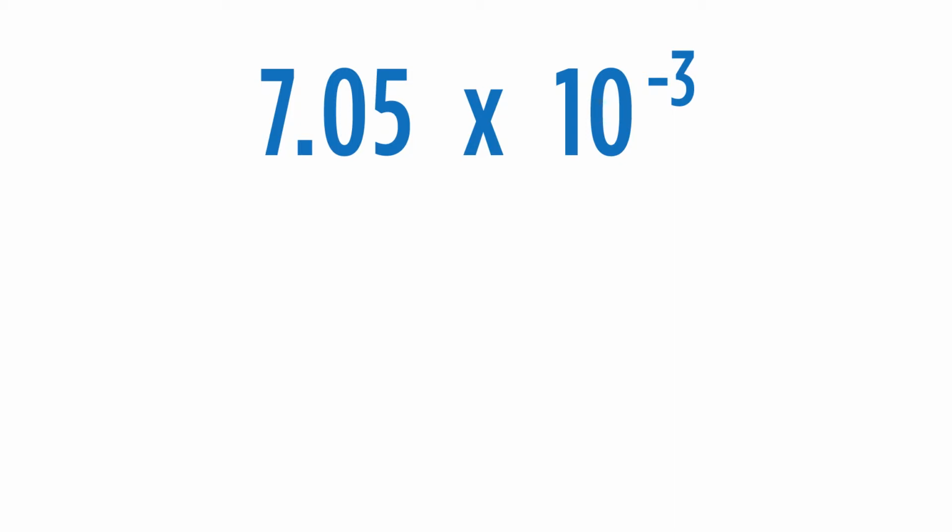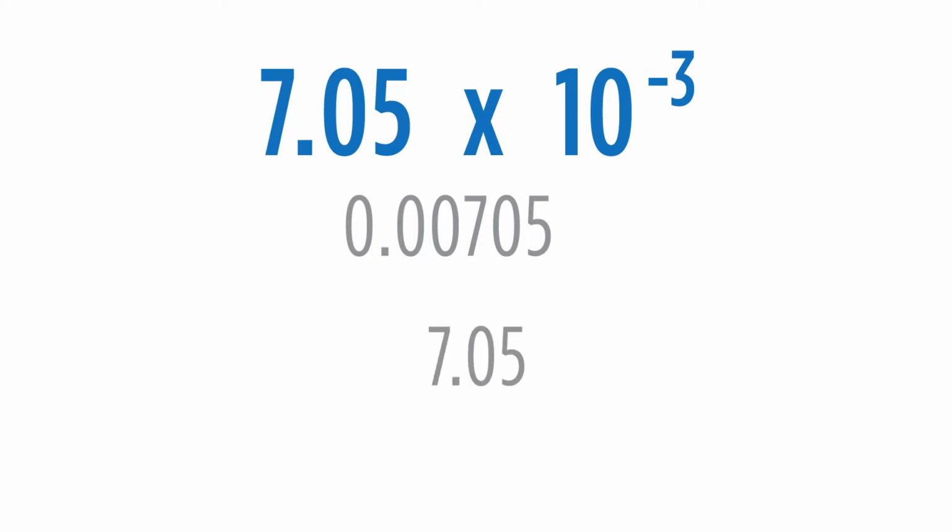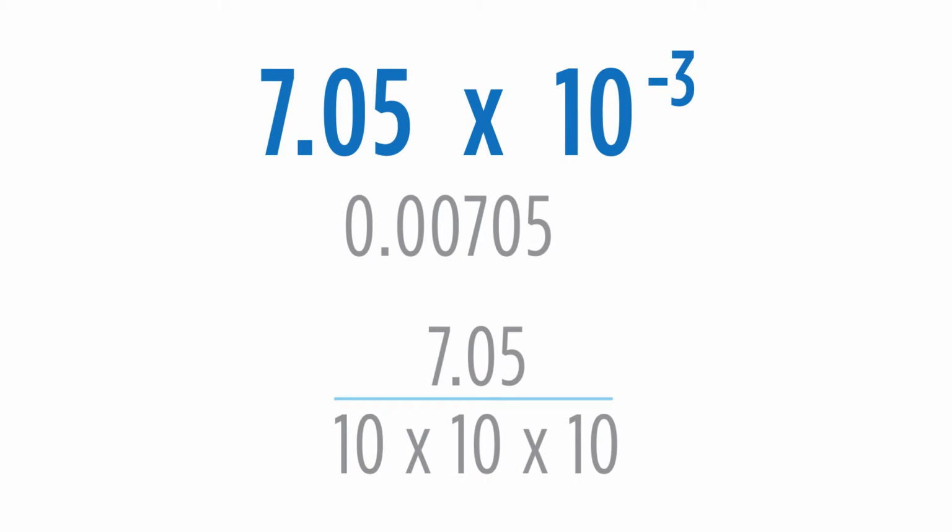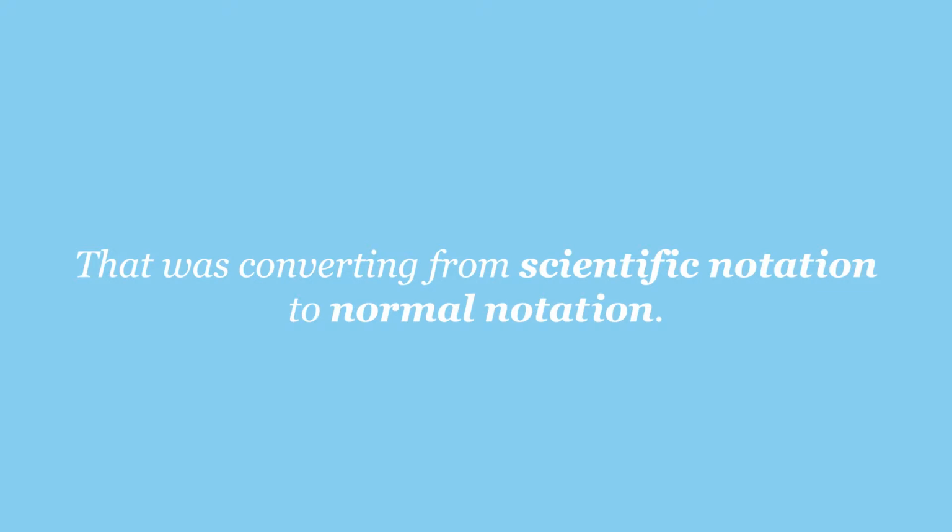If we look at a value that has a negative exponent, such as 7.05 times 10 to the minus third, here what we're doing is starting with 7.05 and moving the decimal the other way. If we move the decimal 4, add in zeros, we'll have our value. Or we can think about this as 7.05 divided by 10 times 10 times 10.